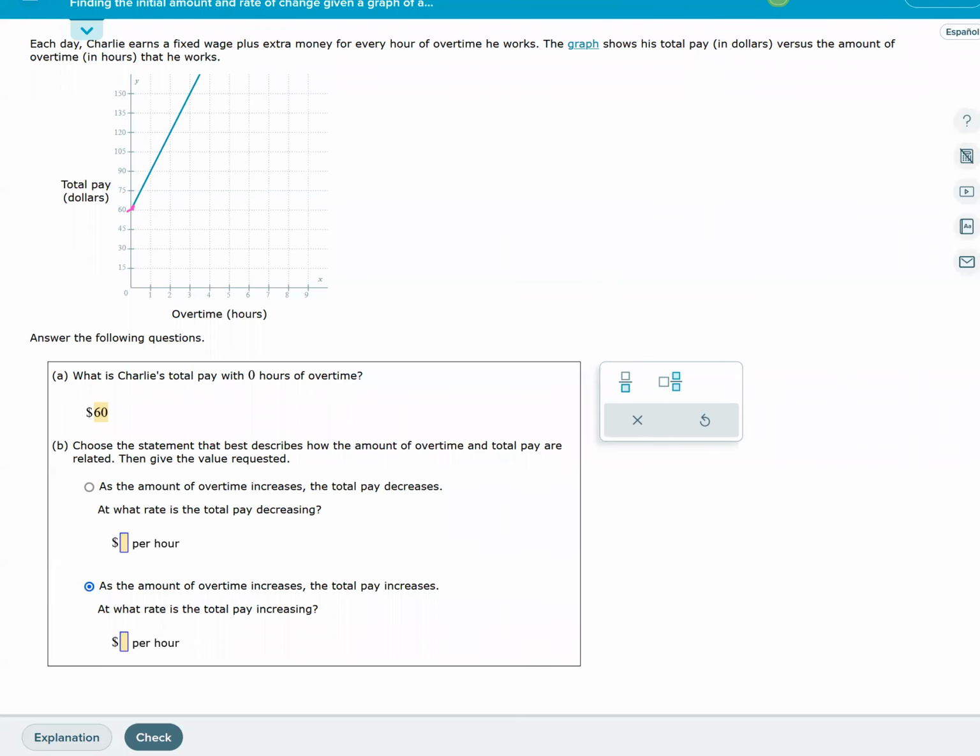At what rate is the total pay increasing? This is like the slope. So it goes from $60 to $90 after 1 hour. So 90 minus 60 divided by 1. So this is the change in y over the change in x, which is our slope. And that's 30 divided by 1. So every 1 hour, he gets an extra $30. And that's what they're asking.